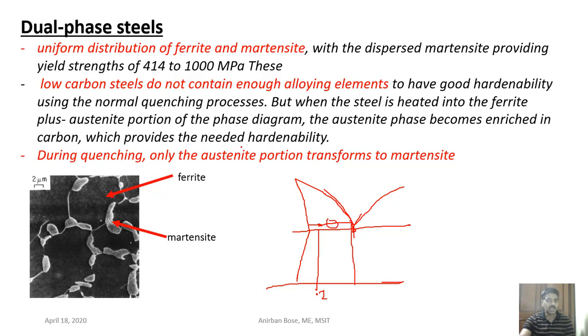So you are getting a carbon rich austenite that is present, and now it is cooled very fast from this position. If it is cooled very fast from this position, then that austenite portion will be converted into martensite.